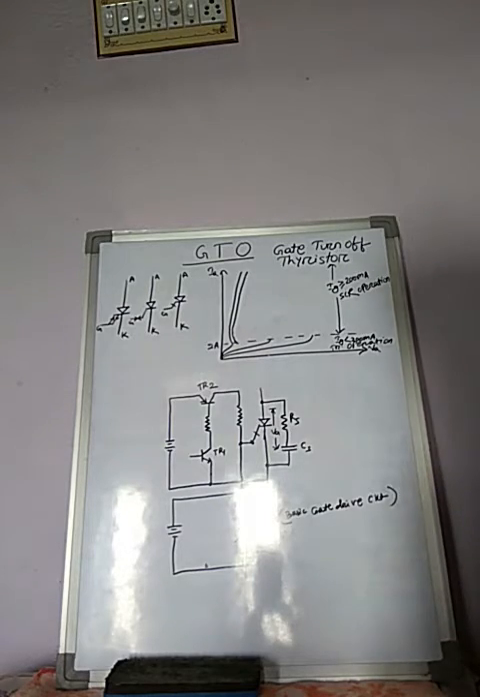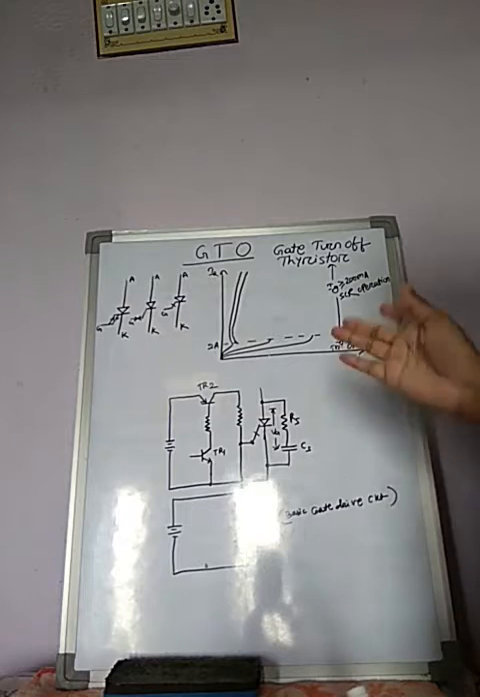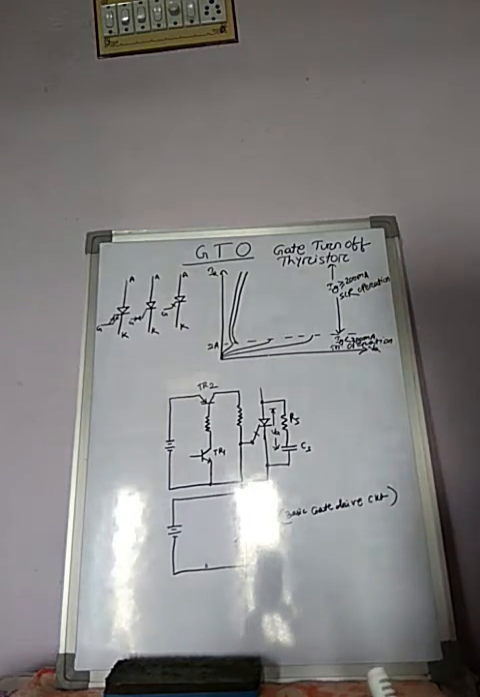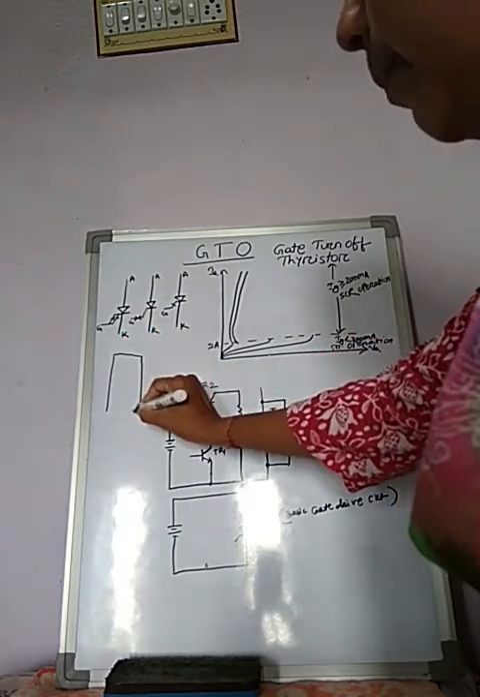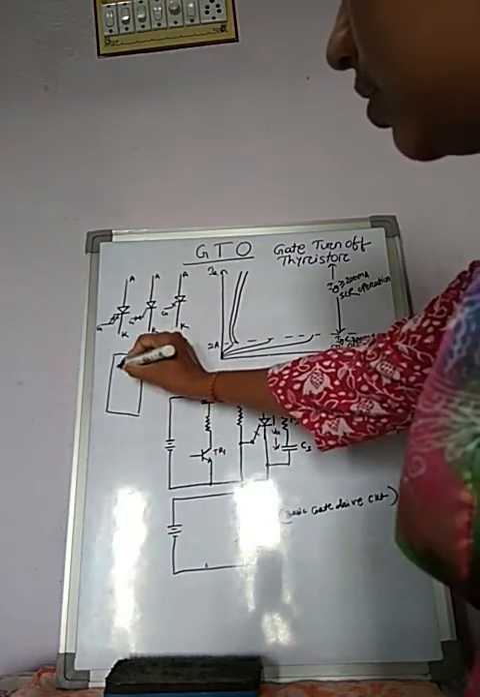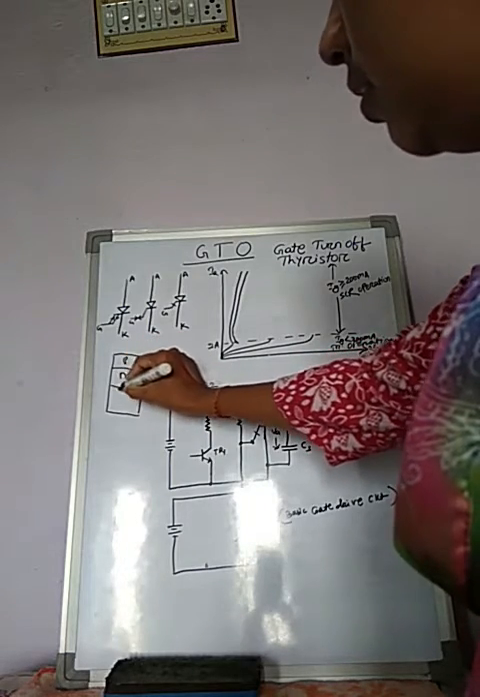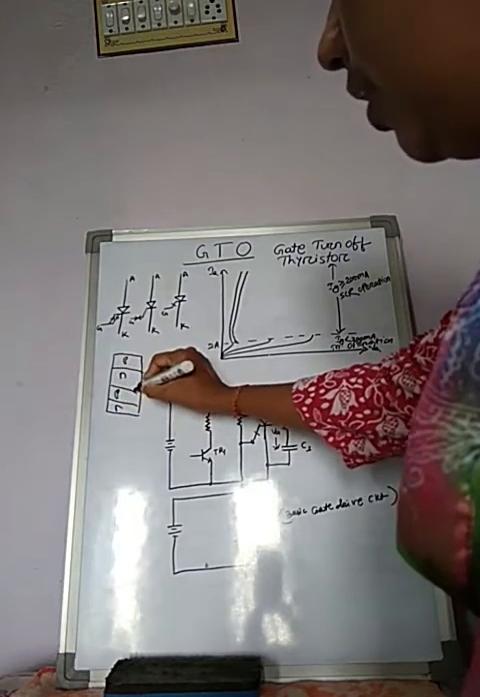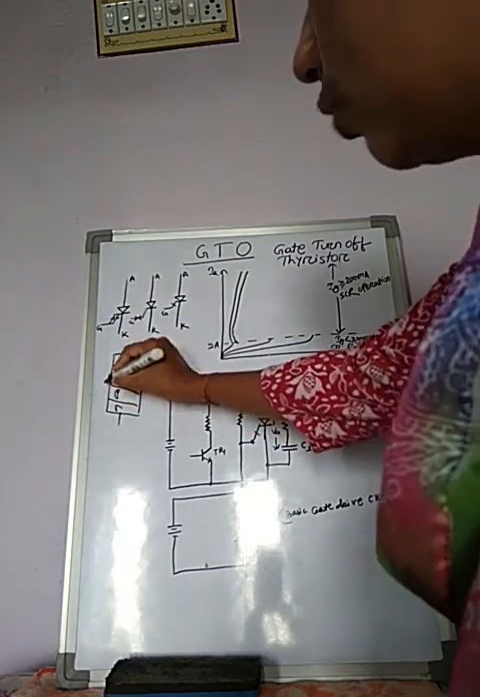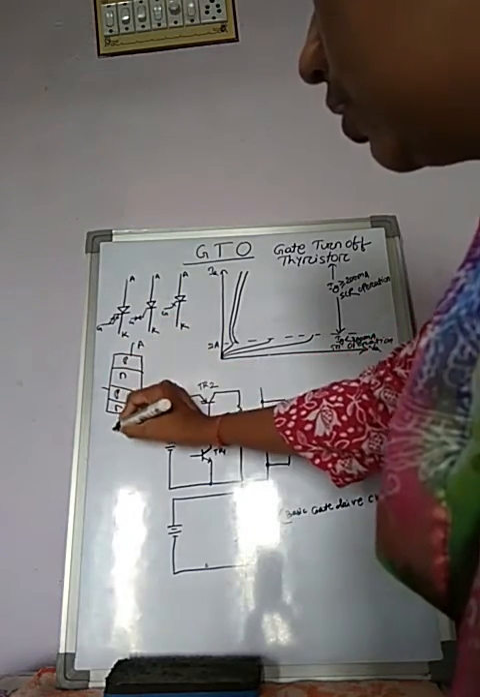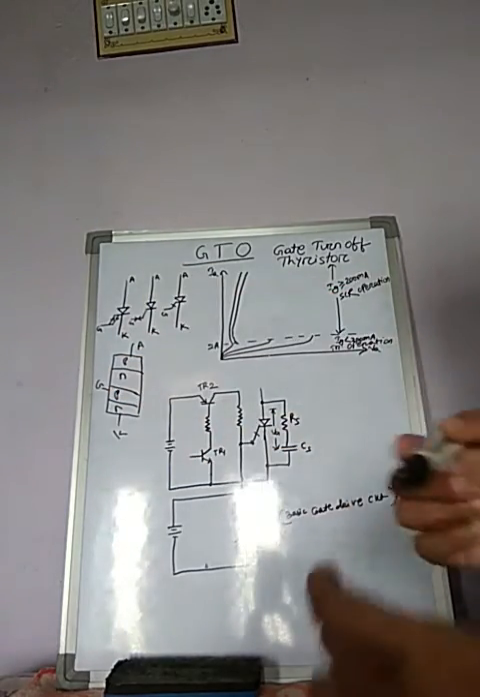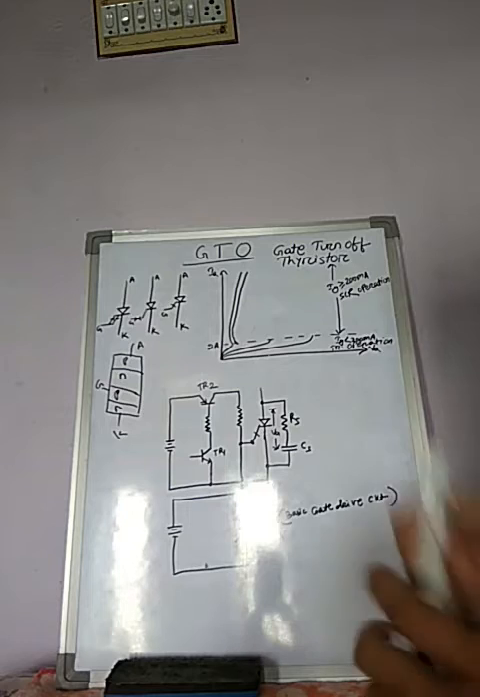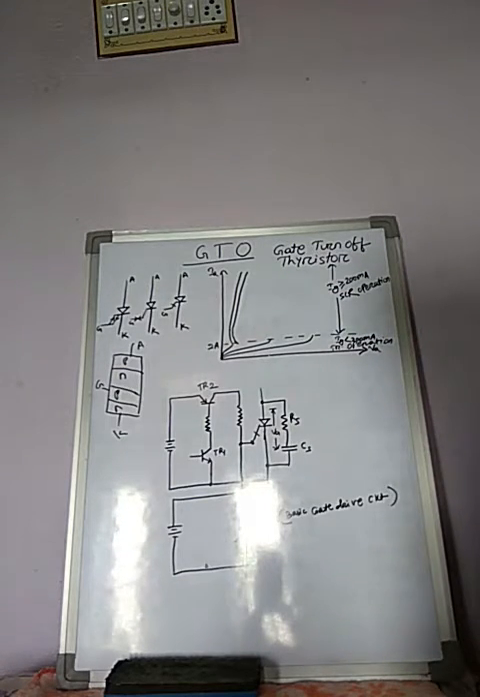GTO, its full form is Gate Turn Off Thyristor. It is normally a PNPN device. You already studied this in thyristor. The PNPN device structure is like this: P, N, P, N. This is anode, this is cathode, this is gate. So here also the GTO has a PNPN structure.